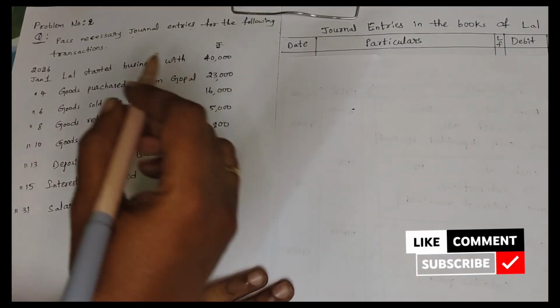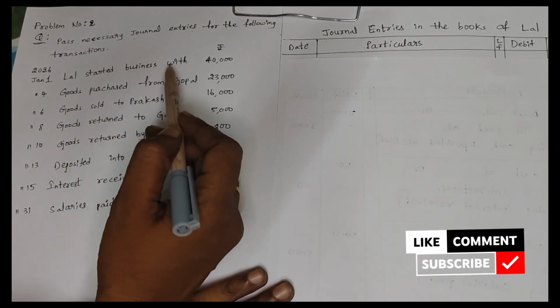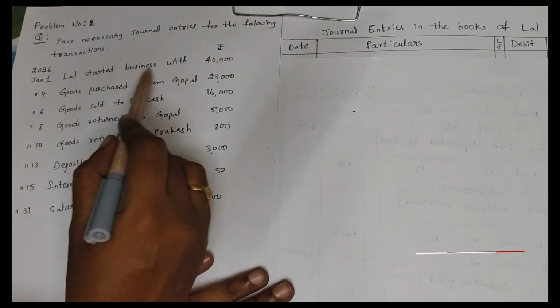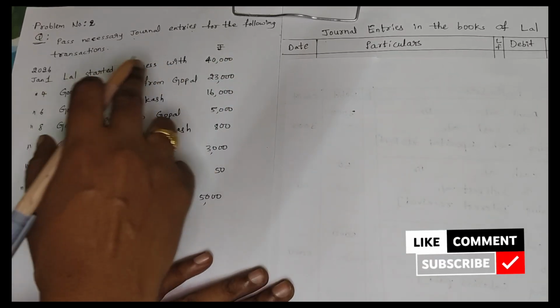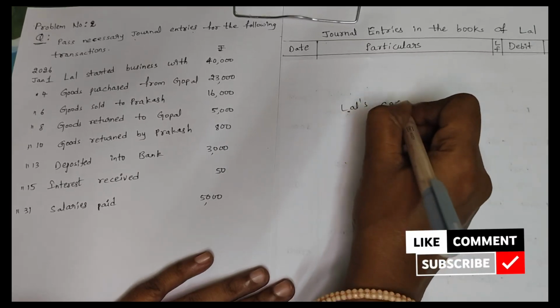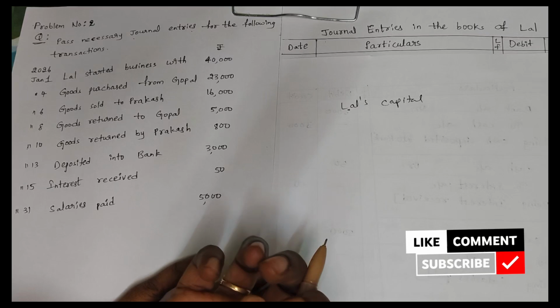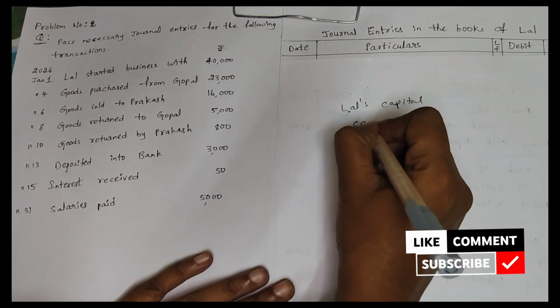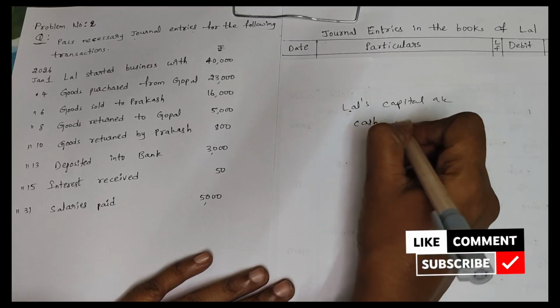So what is the first transaction? 2026, Jan 1st, Lal started business with 40,000. In this transaction, we need to identify two aspects. Lal is investing money, and that investment is called capital. So Lal's capital. And another one is that the business is receiving cash from Lal. So the other one is cash. Lal's capital account as well as cash account.